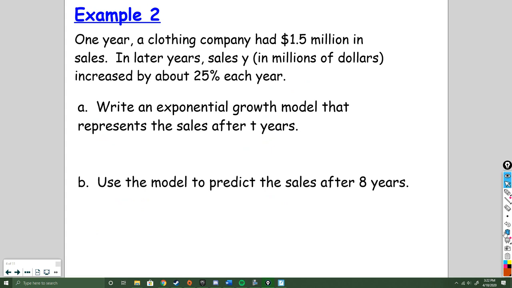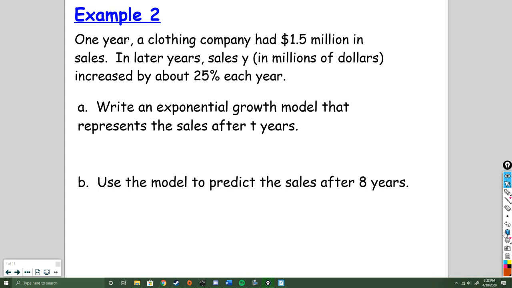All right, so one year a clothing company had $1.5 million in sales. In later years, sales y in millions of dollars increased by about 25% each year. So once again, we're always going to be talking about really simplistic models here. Maybe in later days we can complicate things a little bit more for those that actually want to go into the weeds with some of these real life examples. So we have $1.5 million in sales, and it's increasing by 25% each year. We want to write an exponential growth model that represents this situation.